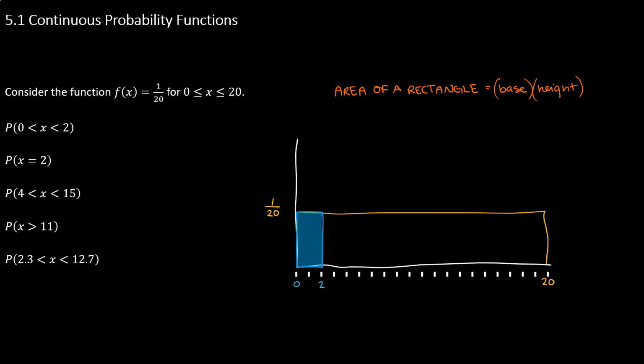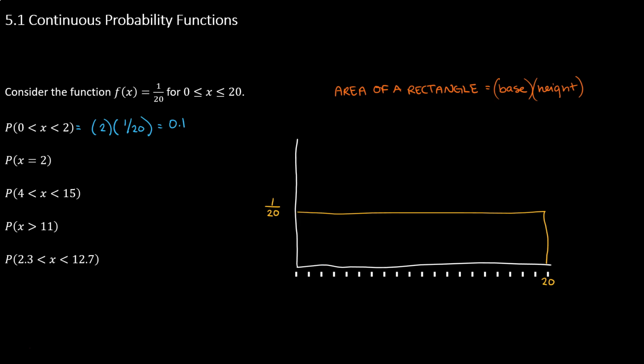What if we wanted to calculate the area between 0 and 2? Well, that would be the probability that our variable value takes on a number between 0 and 2. That's the area of the blue rectangle we see on the screen. We'll need to determine the base of the rectangle and the height of the blue rectangle so that we could calculate the area. The base has a width of 2, the height is 1 over 20. Multiplying 2 times 1 over 20, we get 0.1. There's a 10% chance that our variable value takes on a number between 0 and 2.